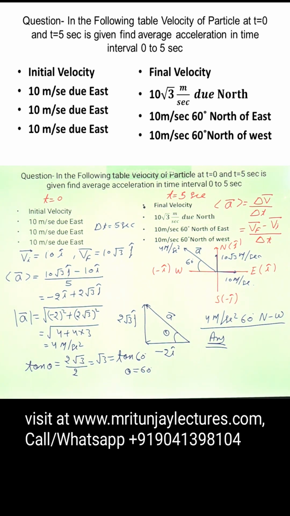Clear? So the first option is clear or not? Make it. The first part is completed. How much acceleration? 4 meter per second square, 60 degree north of west. Make it.